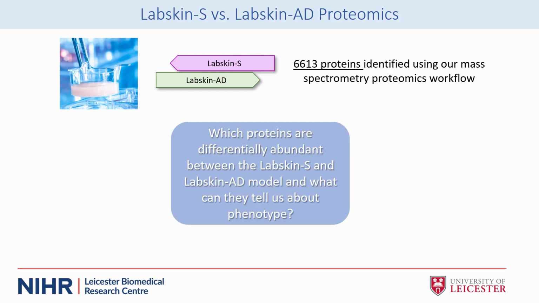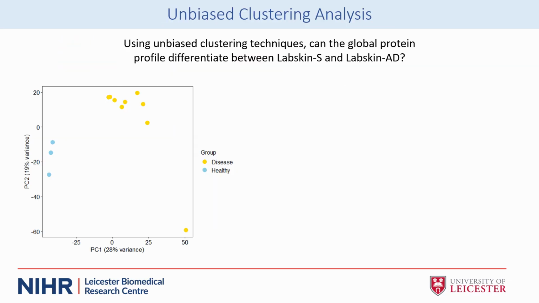And then the questions we wanted to ask are, which proteins are differentially abundant between the two models, and what do they tell us about the phenotype? So the first analysis we did was unbiased clustering techniques to determine if the global proteome profile can differentiate between Labskin-S and Labskin-AD. So as you can see from this principal component plot, there's a big separation here, both on the first and the second principal component between the two models, and that's just based on their protein profiles.